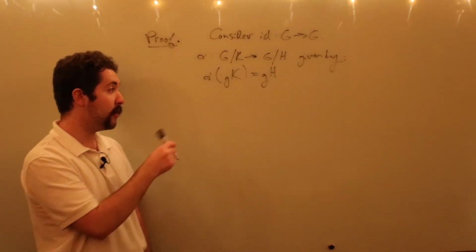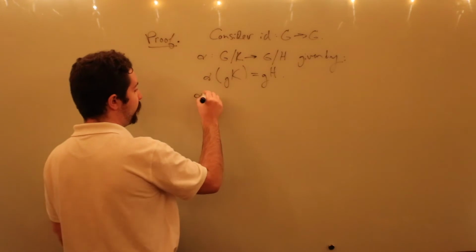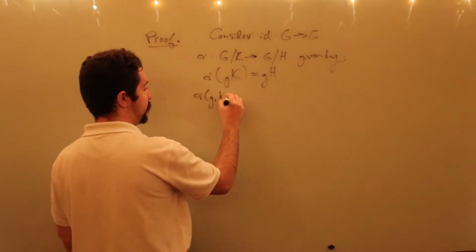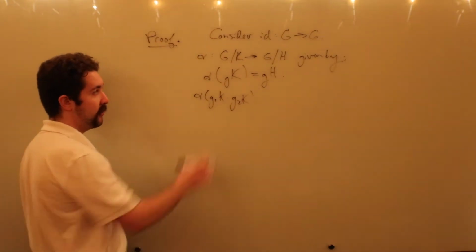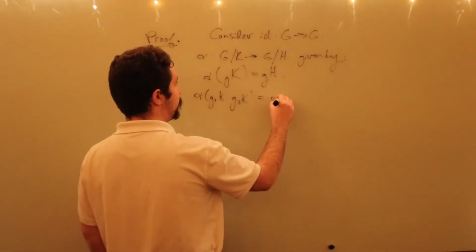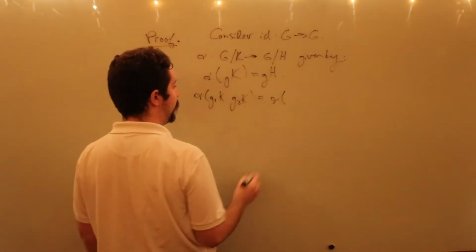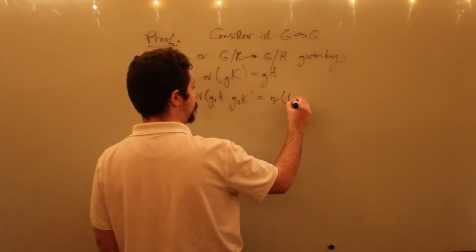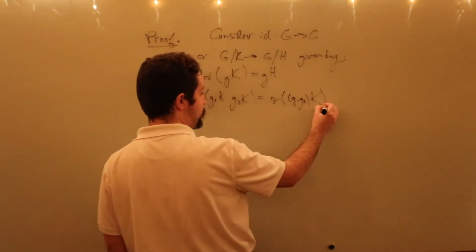Alright, so we see that it's onto. Now the question is, is it a homomorphism? Well, alpha of G1K times G2K, where these are two arbitrary elements of this quotient group, is going to be equal to, since K is normal in G, multiplication of cosets is well defined, so we can say that this is equal to alpha of G1 times G2 times K.